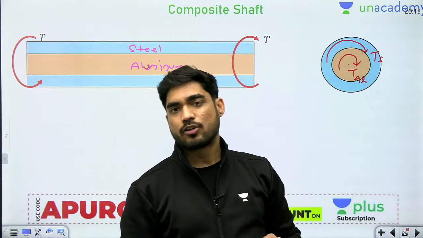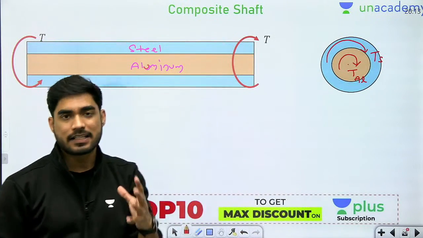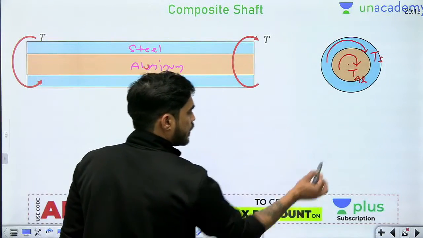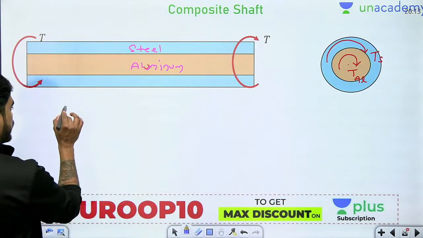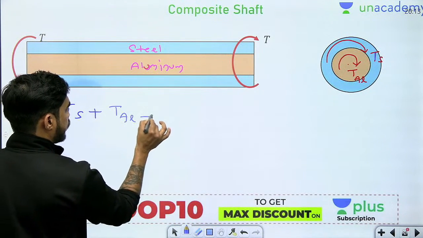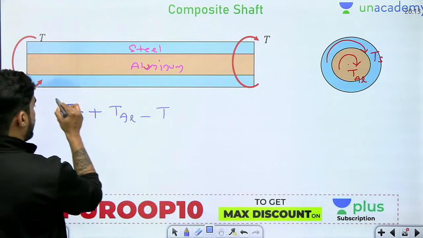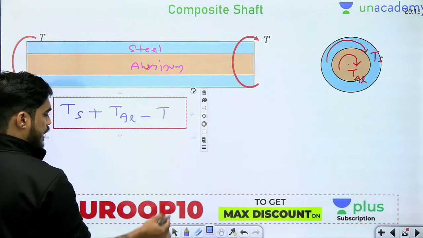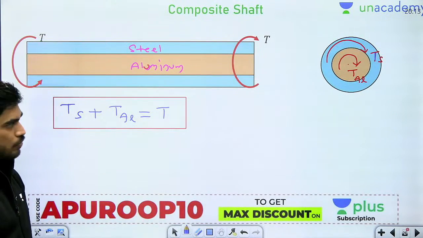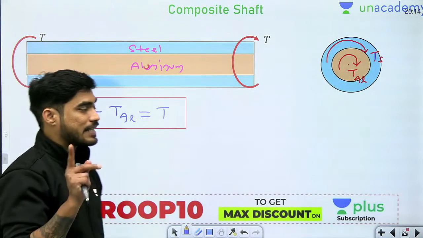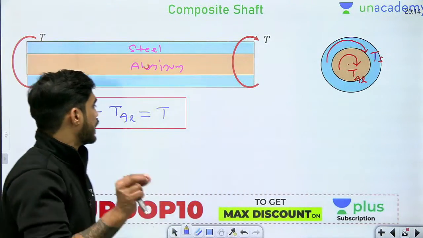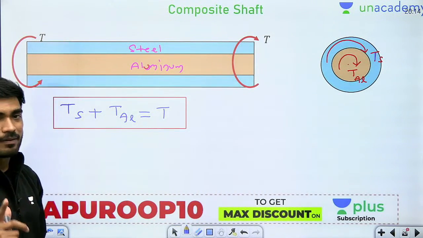So how will we get the two equations? The first equation will be the equilibrium equation. Ts plus Ta will be equal to T. This will be your first equation. But we need another equation, and that second equation is going to be the compatibility equation.